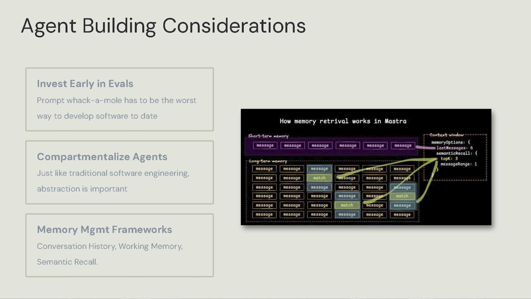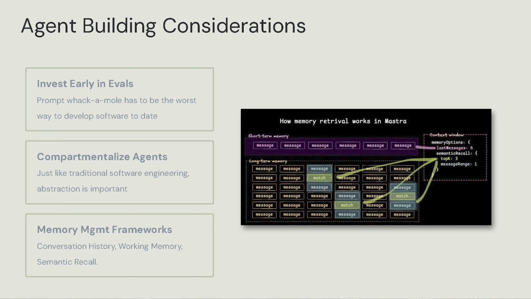Again, these agent building considerations: one, investing early in evaluation frameworks. I think prompt engineering whack-a-mole is the worst evil that anybody's having to work through right now. If you're not familiar with these eval frameworks, it's being able to say, here's a set of data in, here's my expected output, and now I can engineer these prompts and even have the AI iterate on the prompts itself. Compartmentalizing the agents for specialized tasks is really important as well.